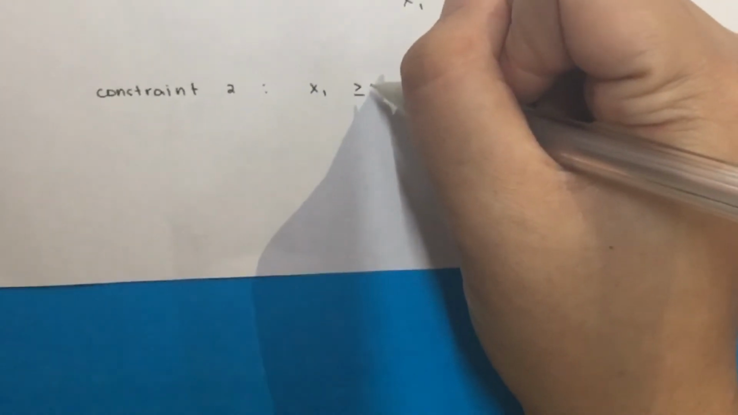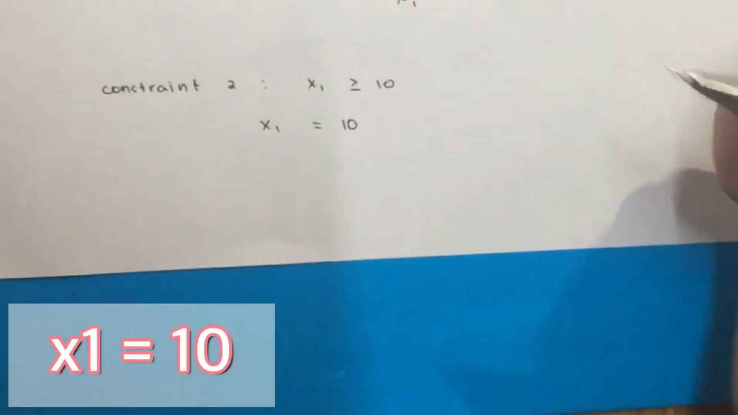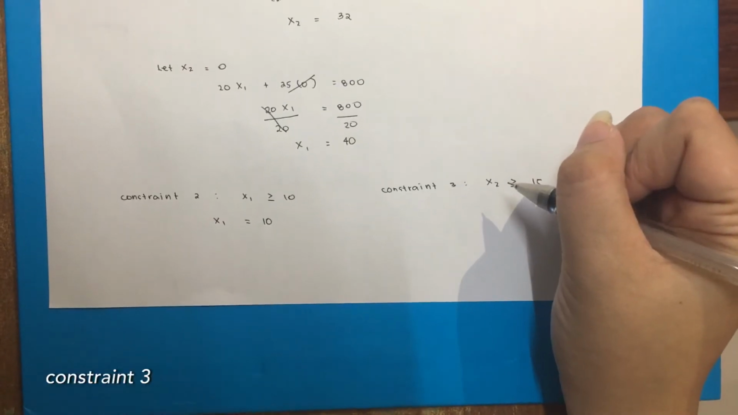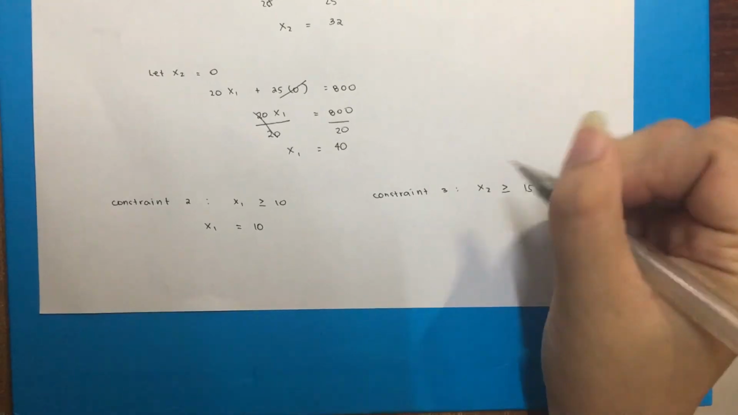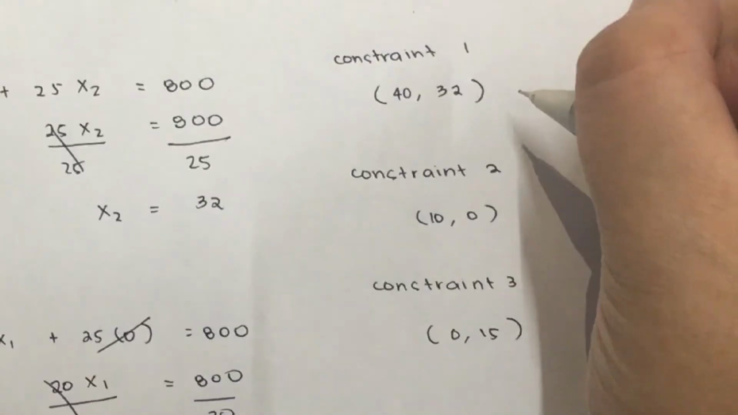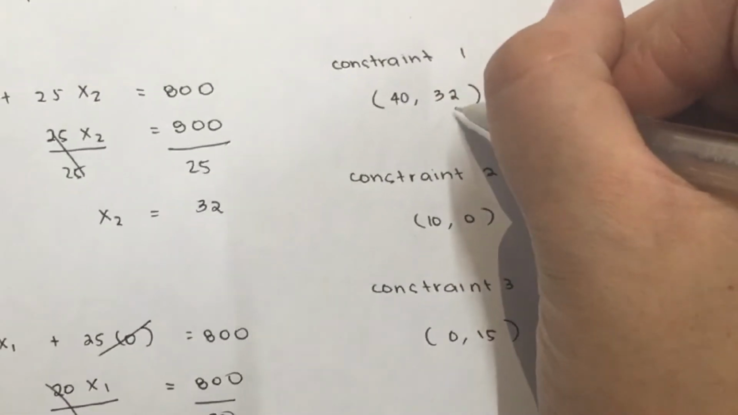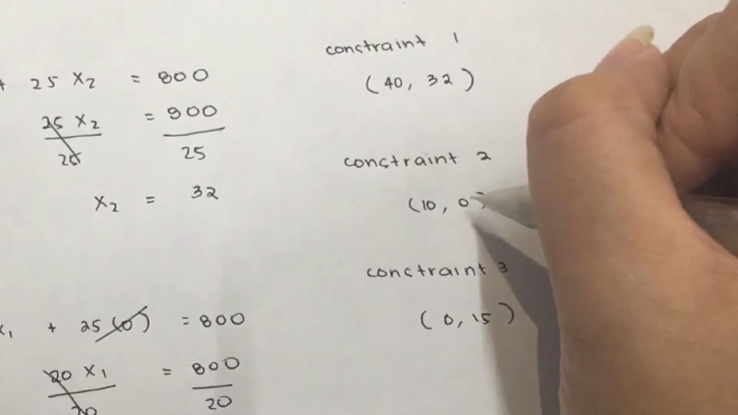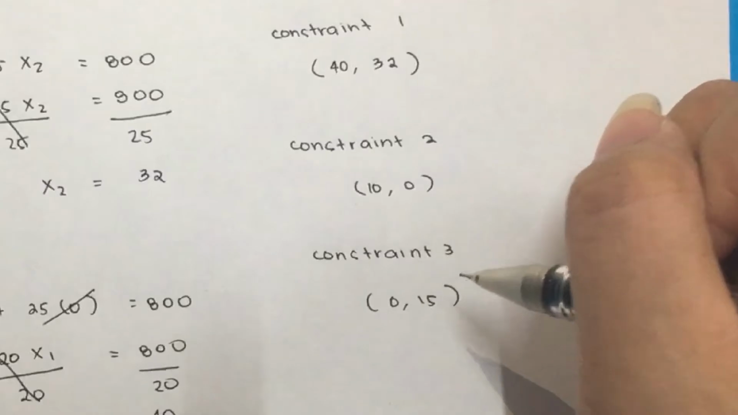For constraint 2, we have x1 greater than or equal to 10, so we directly solve for x1, which is equal to 10. To solve for constraint 3, we have x2 greater than or equal to 15. So we directly solve x2, which is equal to 15. The coordinates for constraint 1 is 40 and 32. For constraint 2 is 10 and 0. And for constraint 3 is 0 and 15.